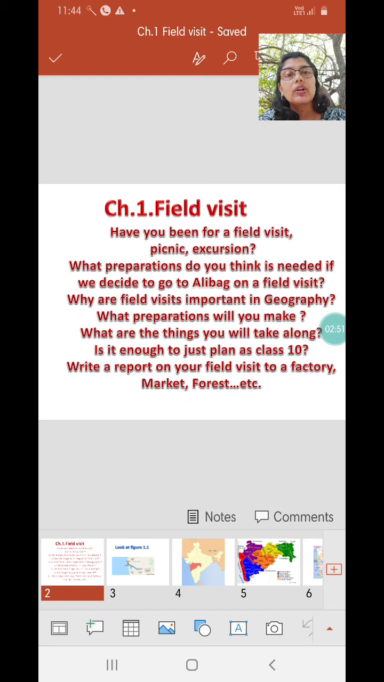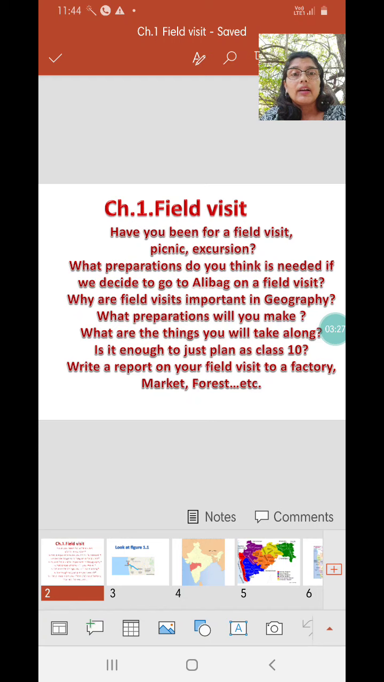Then what is the importance of a field visit? Geography is a subject which can be studied best through observation, and therefore field visit is an important tool in the study of geography. By actually visiting a place, we get first-hand information. Many concepts which are otherwise very abstract become clear. For example, if I talk about low tide, high tide, unless we visit and observe for ourselves what is low tide and high tide, we don't really understand these concepts.